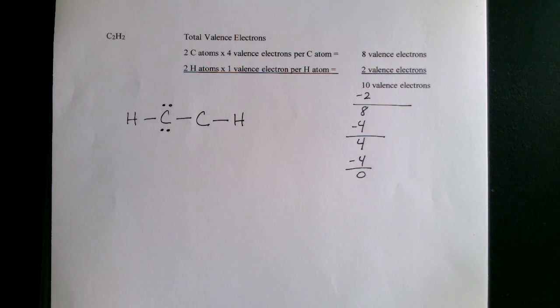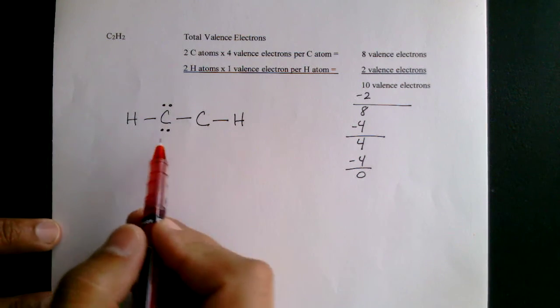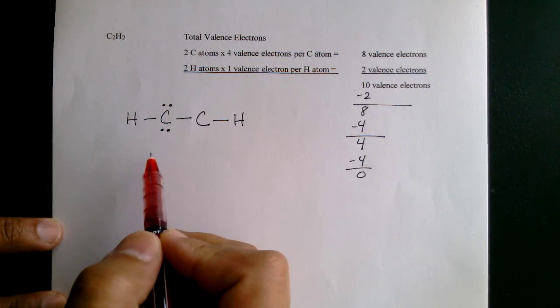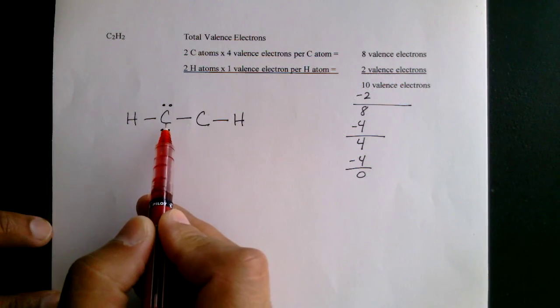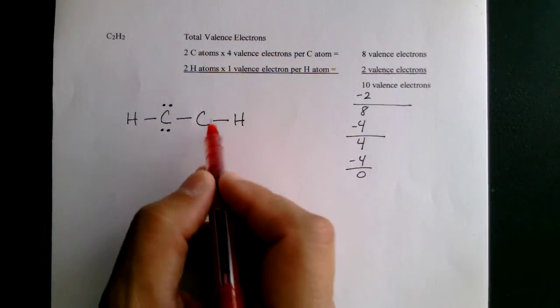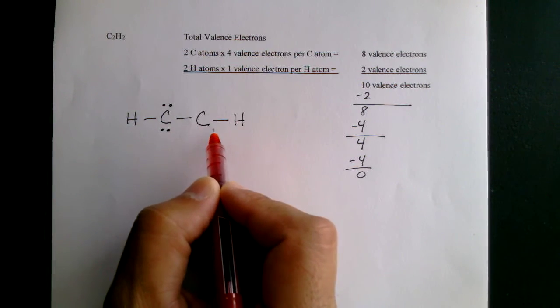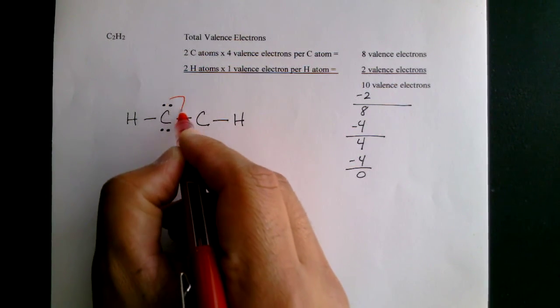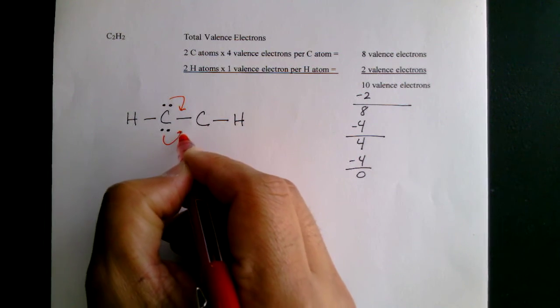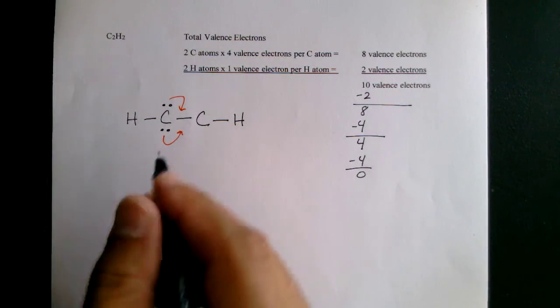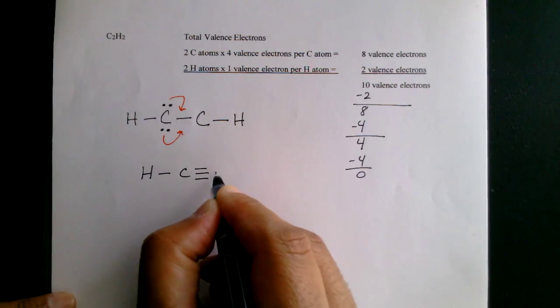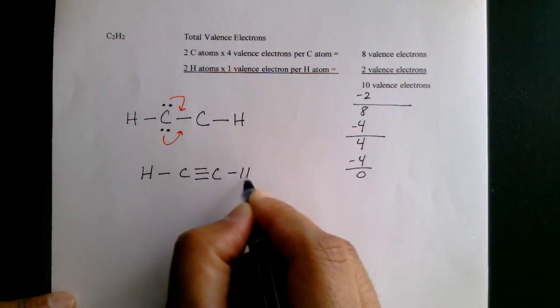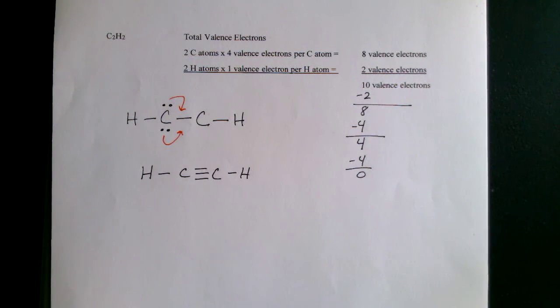As we saw for the rules on drawing Lewis structures, we can move valence electrons or lone pairs of electrons between atoms if we need to satisfy the octet rule, and you'll see that we have to do that twice here. This carbon atom only has 4 valence electrons, so we'll have to move these 2 pairs over and redraw the carbon-carbon connection with a triple bond.